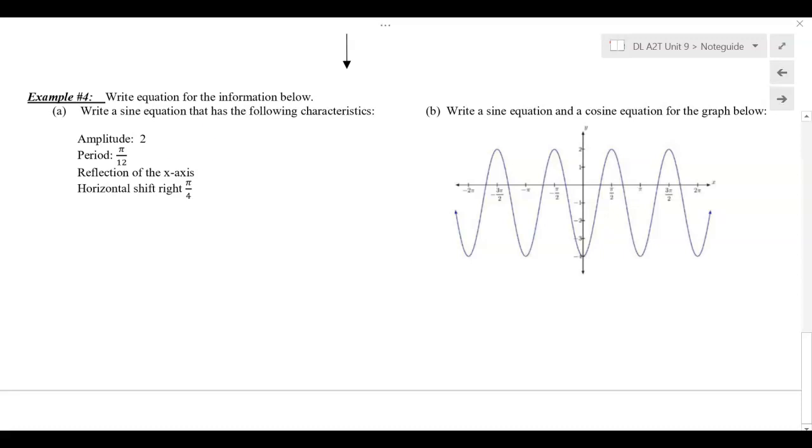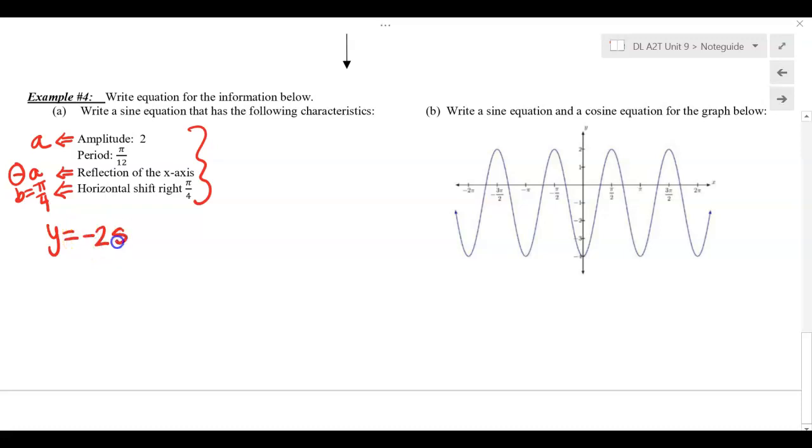So to write a sine equation with these characteristics, remember that amplitude basically tells you the a value. A reflection over the x-axis tells me that a should be negative. A horizontal shift right pi over 4 tells me that b should be positive pi over 4 when I plug it in. So these ones are a little more straightforward.